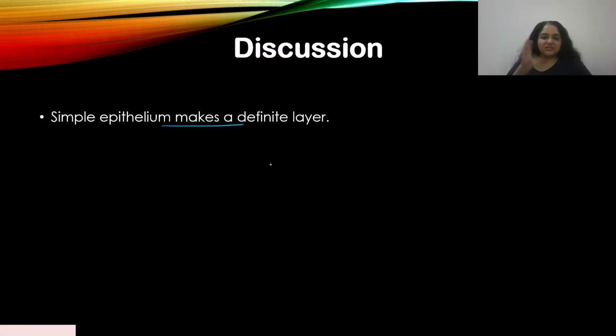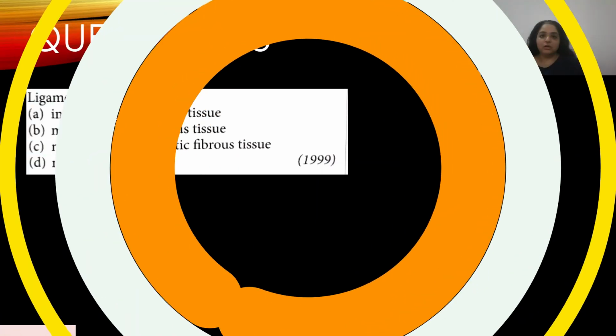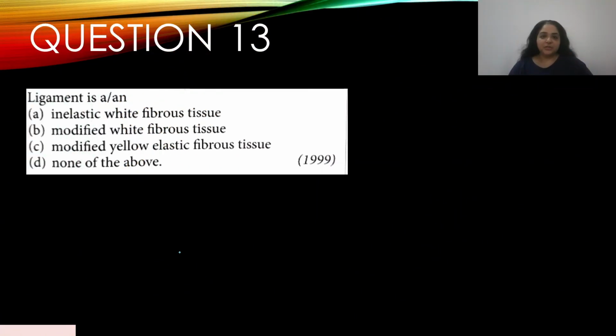So you don't need to understand what a simple epithelium actually is, and how it helps in the body. Okay, so question number 13. Ligament is a or an, and this appeared in the year 1999. A. Inelastic white fibrous tissue. B. Modified white fibrous tissue. C. Modified yellow elastic fibrous tissue. D. None of the above. So ligament is actually a modified yellow elastic fibrous tissue. So the answer is C.